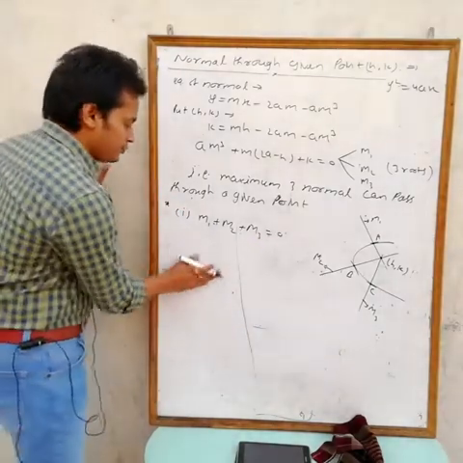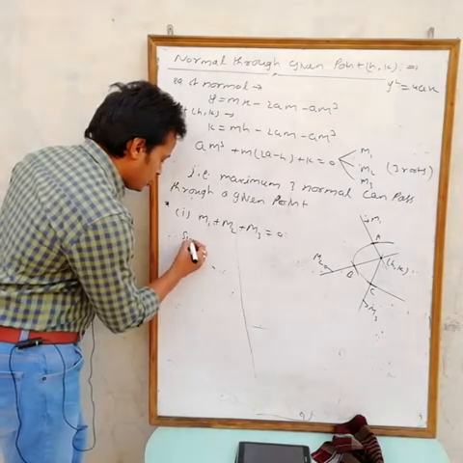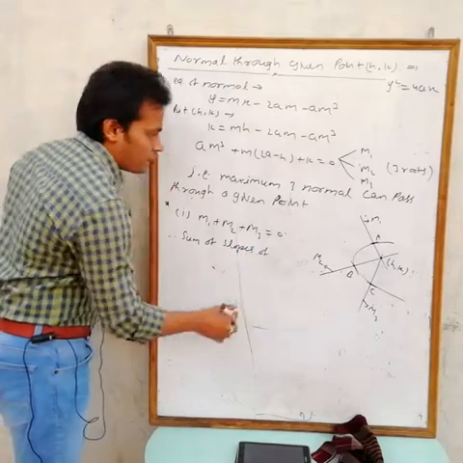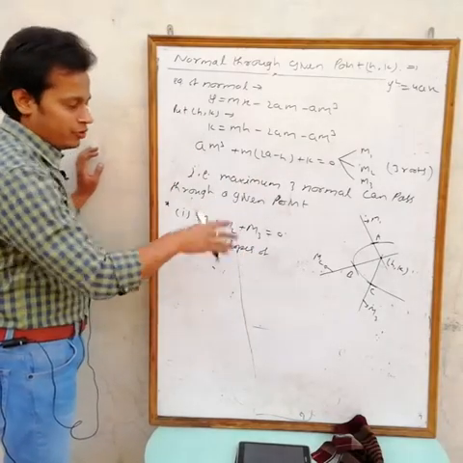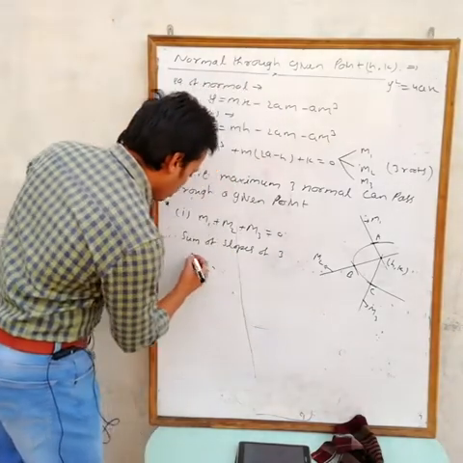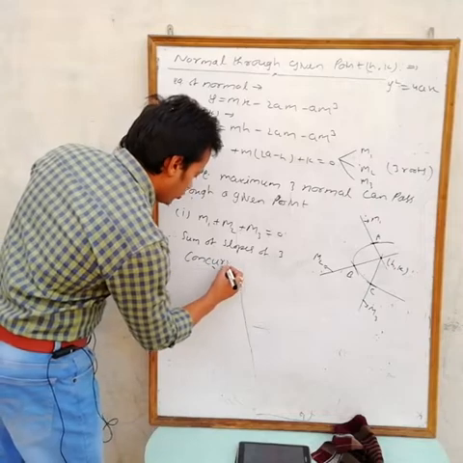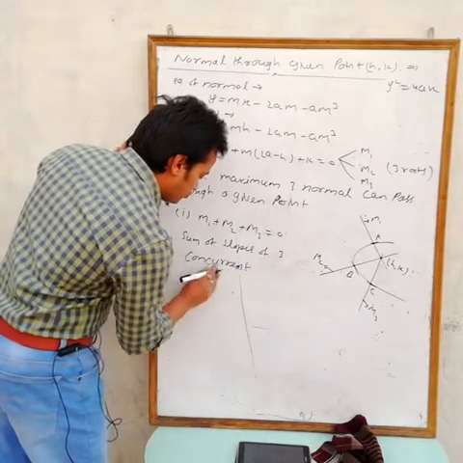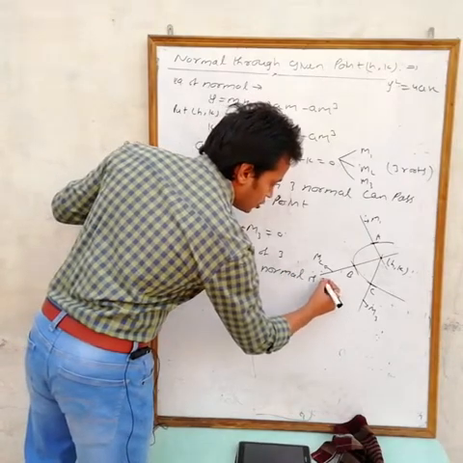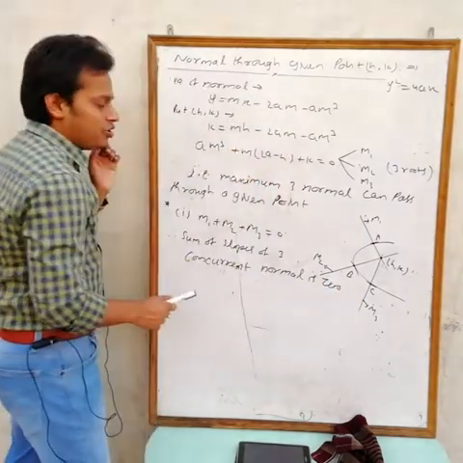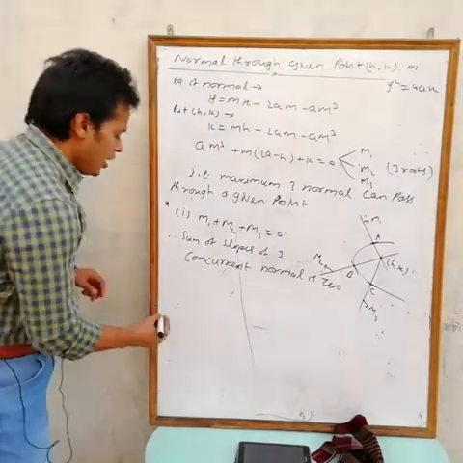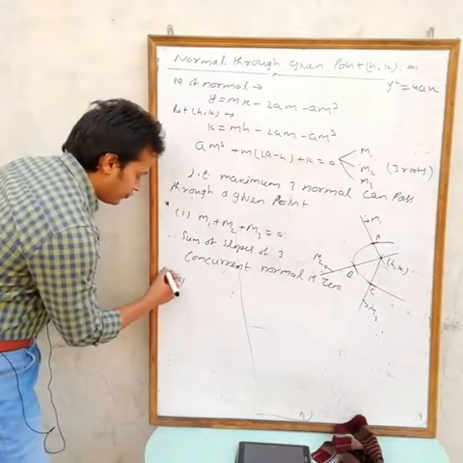The meaning of this one is the sum of the slopes of concurrent normals. These all 3 normals are concurrent. The sum of the slopes of 3 concurrent normals is 0. Okay. And also we have another point.